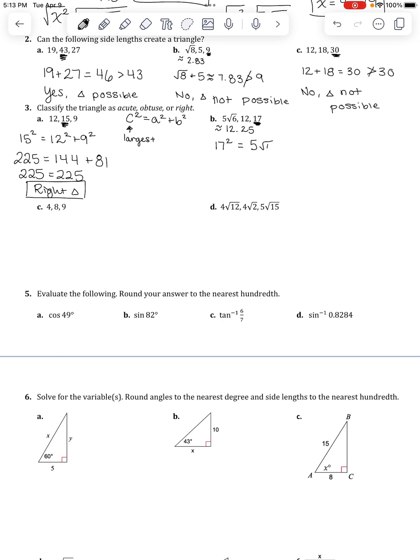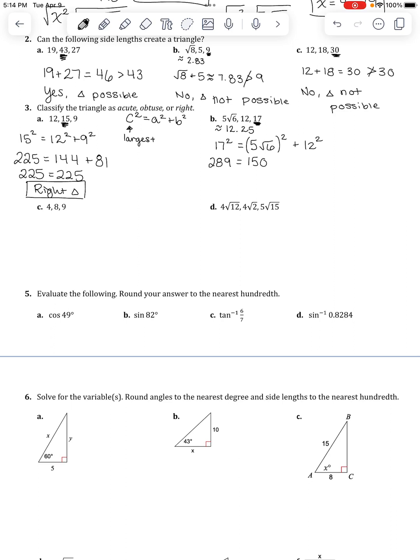So 17 squared might be equal to 5 square roots of 6 squared. Now this needs parentheses. Plus 12 squared. 17 squared, I believe, is 289. Yep, 289. Now, 5 square roots of 6 squared. When I type that into a calculator, I need that open parenthesis. If I have a TI graphing calculator, particularly one of the older ones, I need to make sure that I double close parentheses before squaring it.